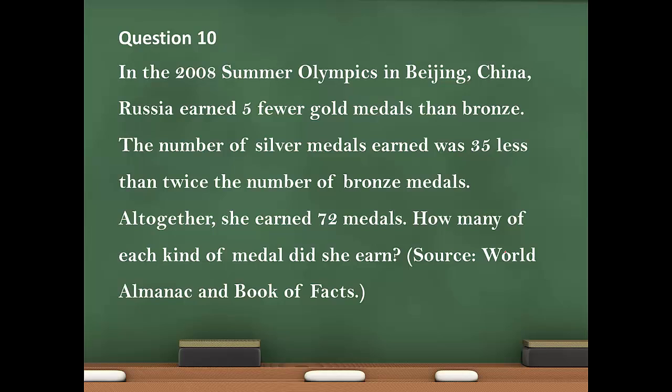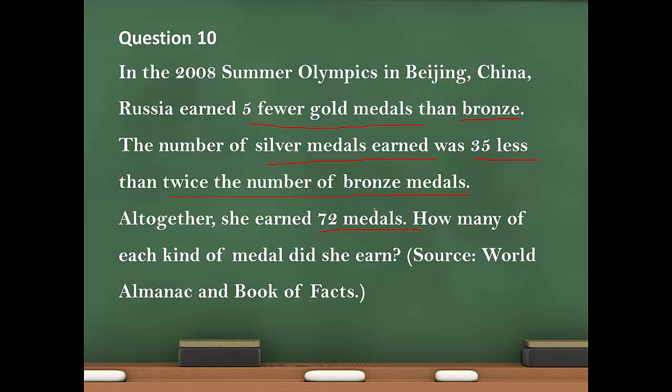Question 10. In the 2008 Summer Olympics in Beijing, China, Russia earned 5 fewer gold medals than bronze. The number of silver medals earned was 35 less than twice the number of bronze medals. Altogether, she earned 72 medals. That's the total. How many of each kind of medal did she earn? So let the gold medal be G, let the bronze medal be B, and let the silver medals be S.